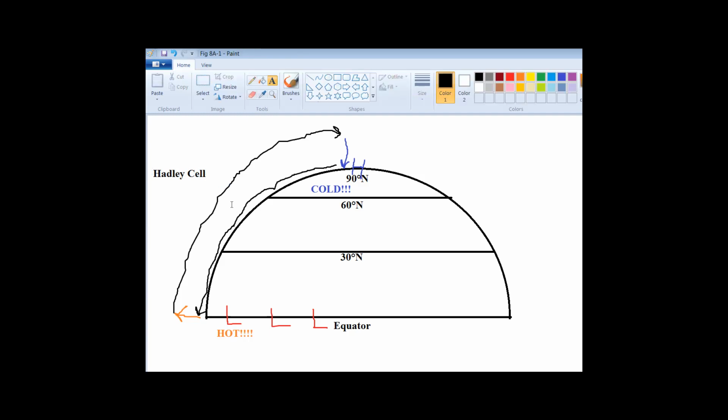Okay, so that's our single cell model. Air rises at the equator, sinks at the pole. We have low pressure at the equator, high pressure at the pole. Take a moment. Any questions you have, I recommend writing them down and then sending them to me as an email.